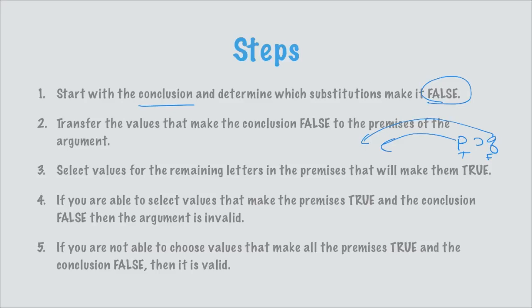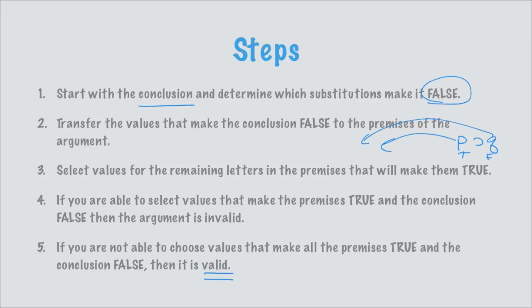Then I go through and attempt to make all the premises true. I've made my conclusion false and transferred the values, the T's and F's, into the premises. Whatever's left over, I now attempt to make true. When I say try to make it true, I'll show you as we do some examples why that may or may not be possible. I select values that make the premises true while the conclusion is false. If I'm not able to choose values for the variables that make them true while keeping the conclusion false, then it is a valid argument.